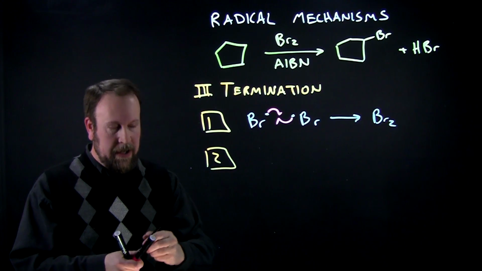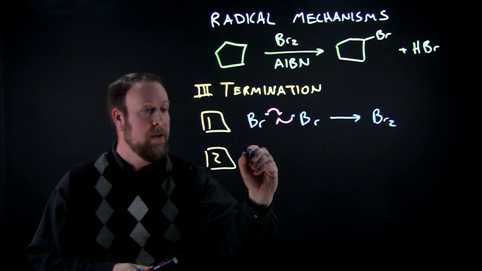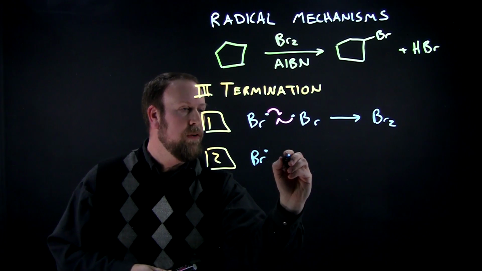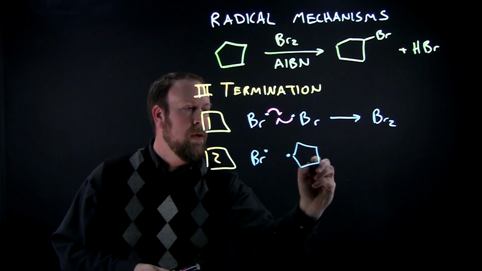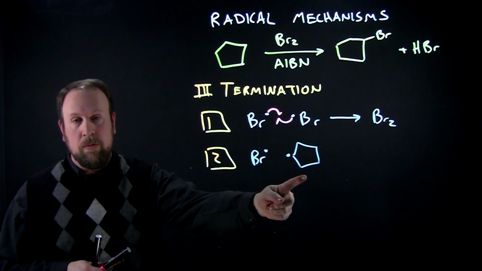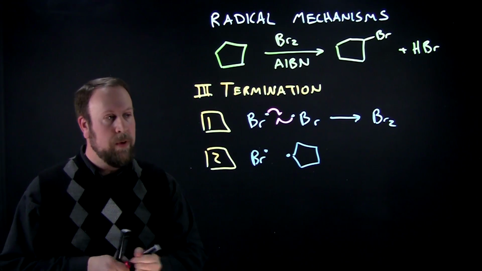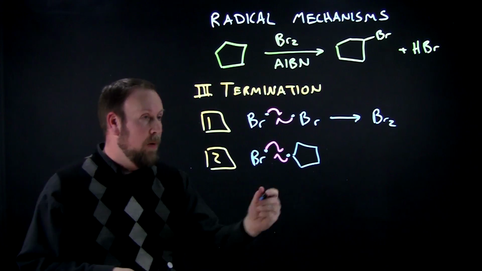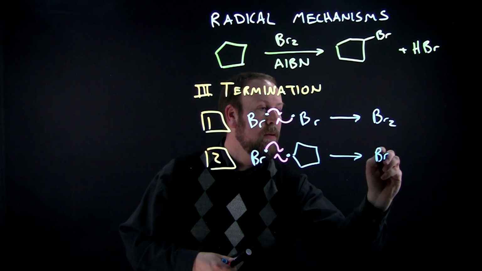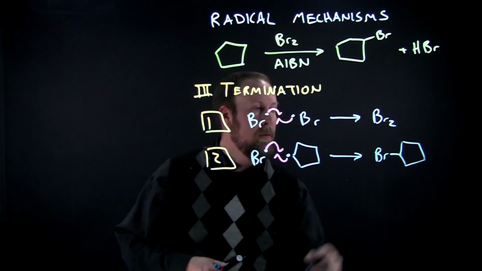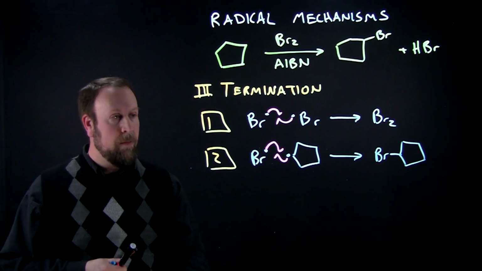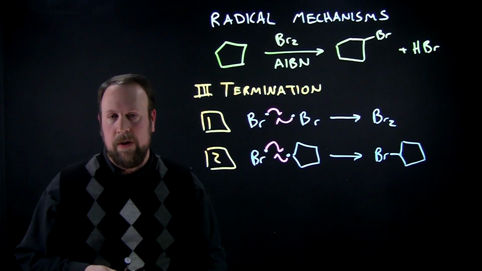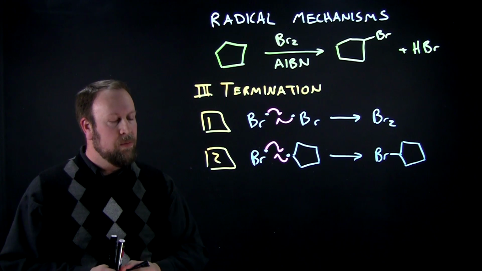Another reaction that could happen in termination, which is actually a productive one as far as our reaction is concerned, could be an alkyl radical coming together with one of our bromine radicals. Now what we see is we form our products in this case, but it also terminates that radical cascade. There's no more radicals that we generate in the product side of this one.